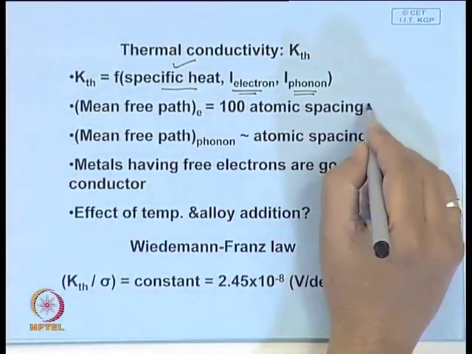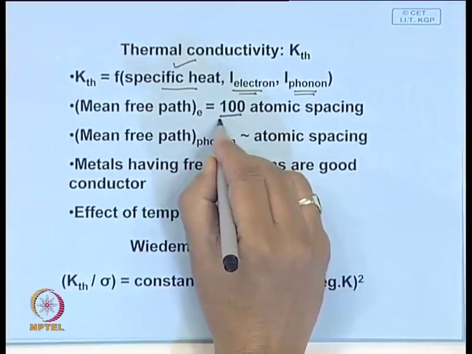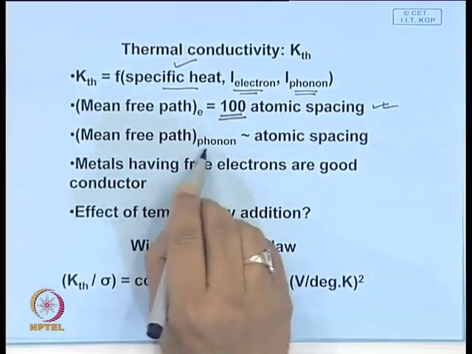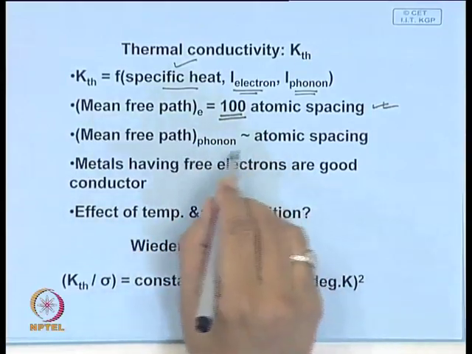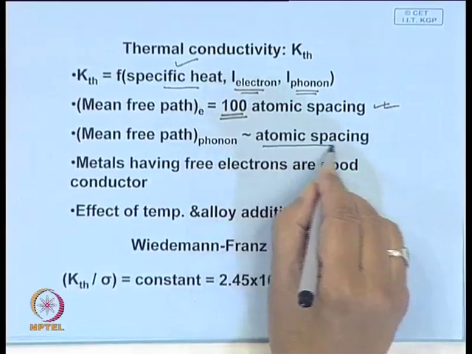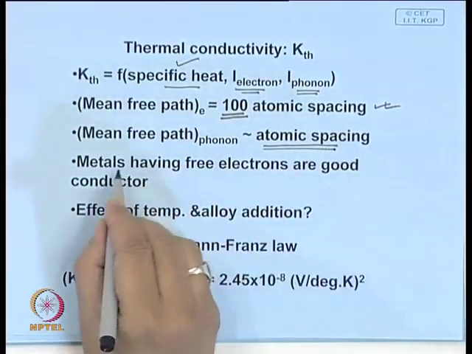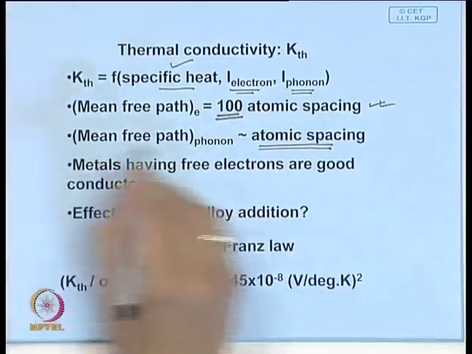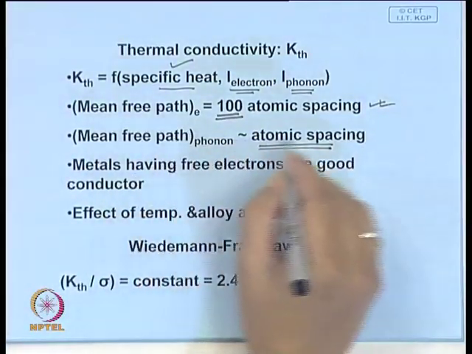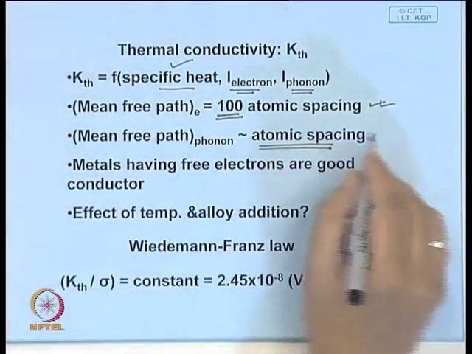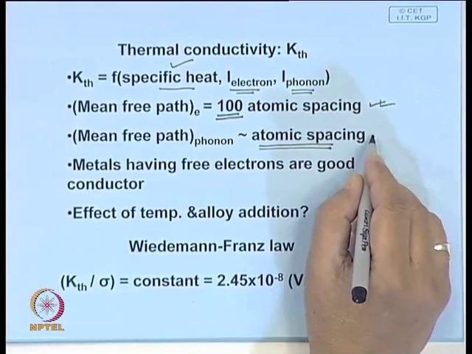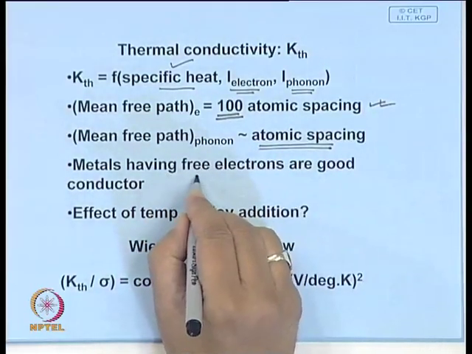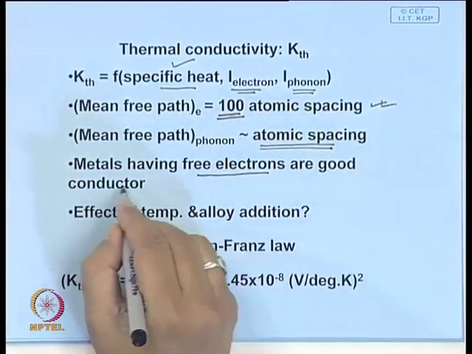Now, the mean free path of electrons we have just seen is of the order of 100 atomic spacings, whereas for phonons the wavelengths are much smaller, so they get scattered very easily, and the mean free path is of the order of atomic spacing. So, therefore, in any structure, solid or liquid, wherever you have ionic or covalent bonds, there is no free electron. So, they are bad conductors, in fact even bad thermal conductors. Metals have free electrons, they are good electrical conductors, so they are good thermal conductors as well.